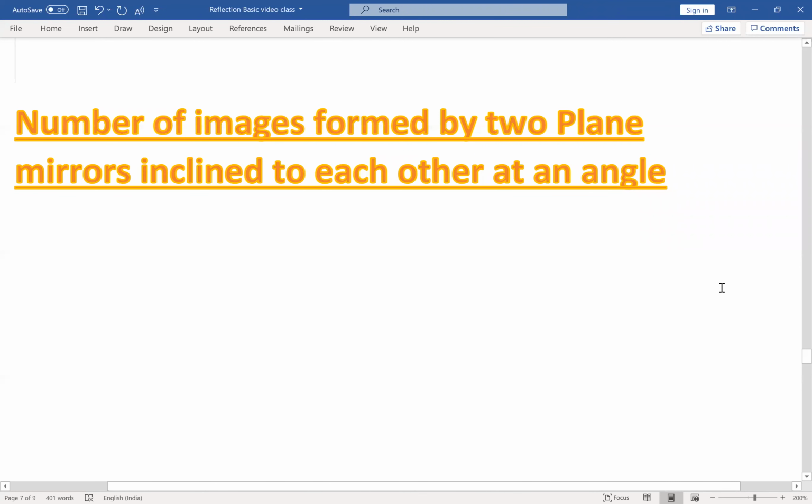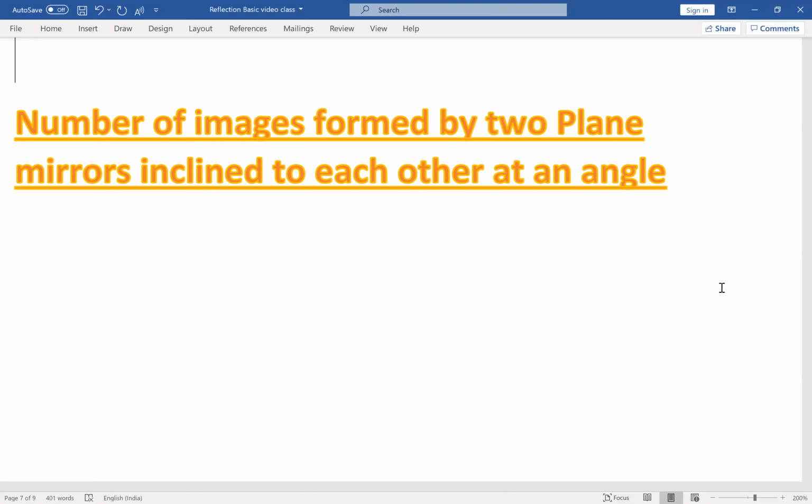Now we'll see a different kind of situation. Often we observe this case: if two plane mirrors are inclined to each other at some angle, you will observe a multiple number of images. But how many images will be formed? This kind of thing we see in certain sweet shops, in some decorative shops, and also in some salon beauty parlors.